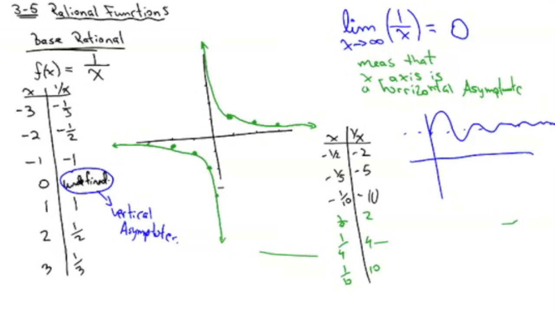All it means is it's going to pull the graph into it. It's like a magnet. The only one you cannot cross are vertical asymptotes because they are points of undefinedness. Totally different. Does that make sense? Okay. This graph has a fancy name.